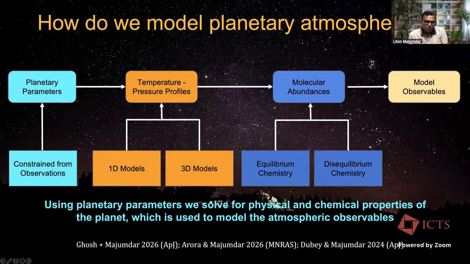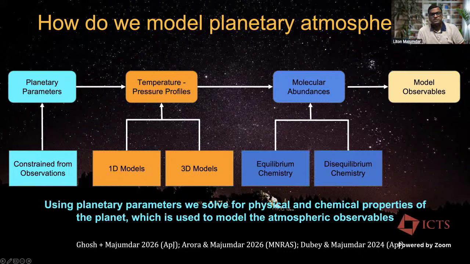Now you can calculate your abundances for different molecules either by considering equilibrium chemistry, where equilibrium processes are considered, or disequilibrium chemistry. When you are thinking about disequilibrium chemistry, one of the prominent ways to think is that photochemistry is active in this type of system. When you have both equilibrium chemistry and disequilibrium chemistry in your atmospheres, you generate your observables.